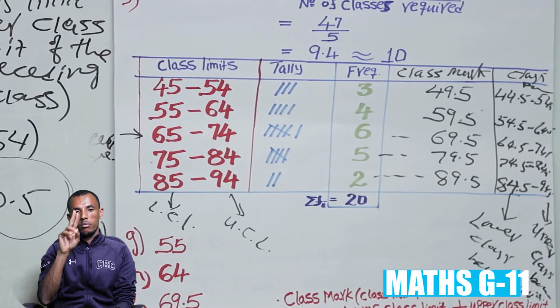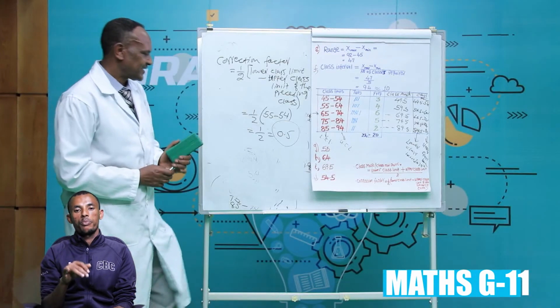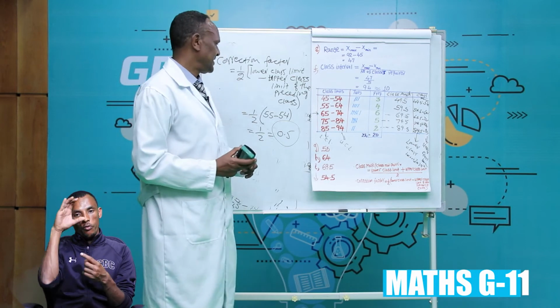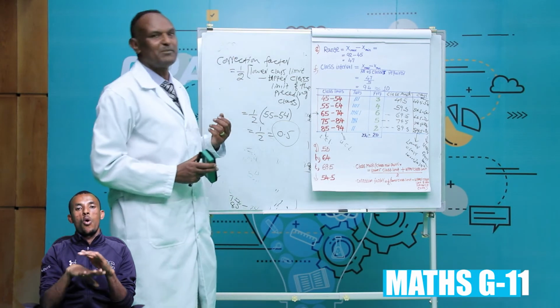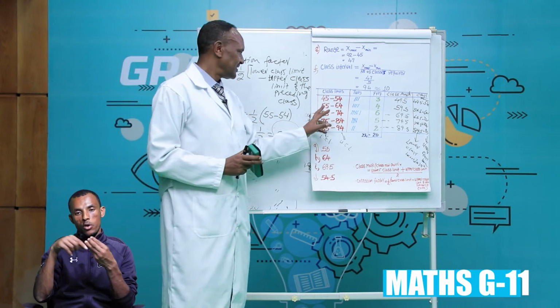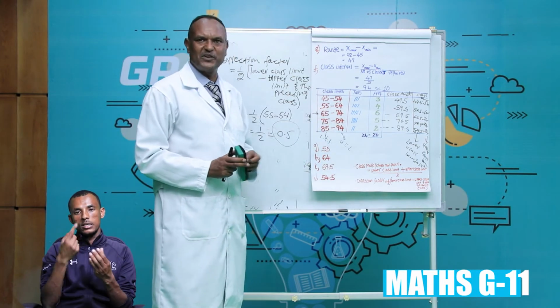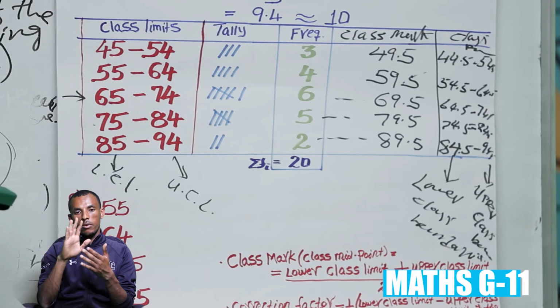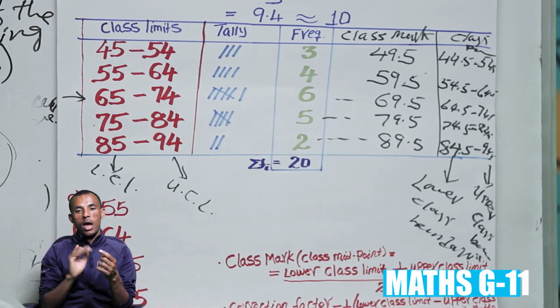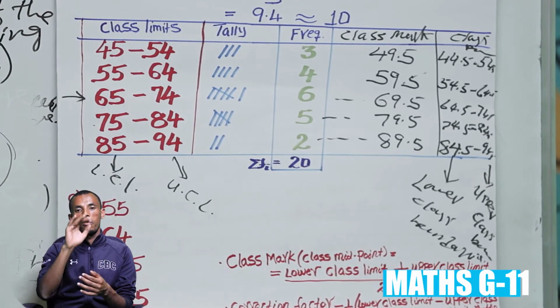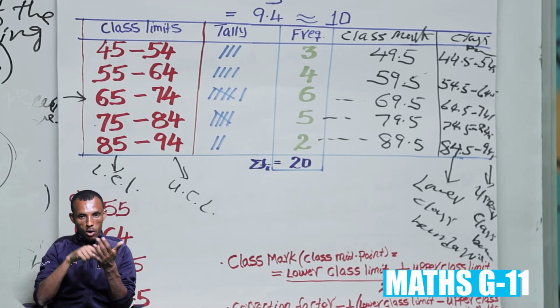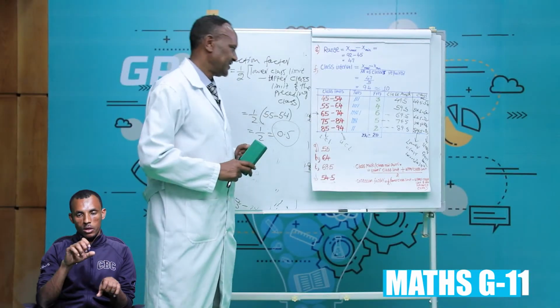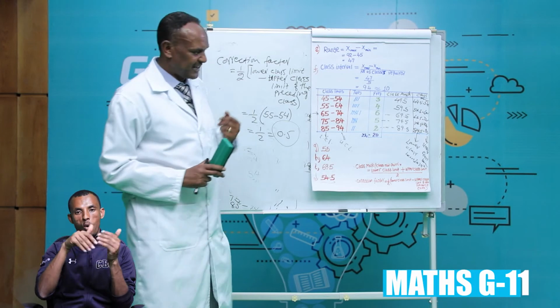So what are you asked? You are asked to find the lower class boundary of the second class. Since the second class is between 55 and 64, when I subtract 0.5 from 55, I will get a value equal to 54.5. So I think this is the whole for this class.